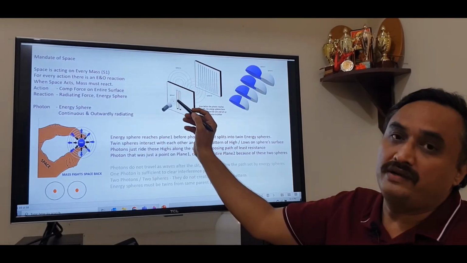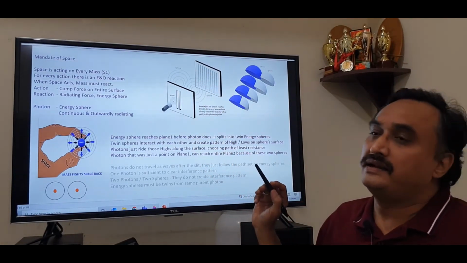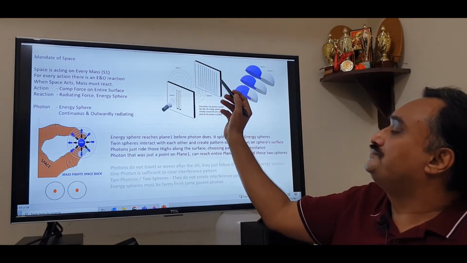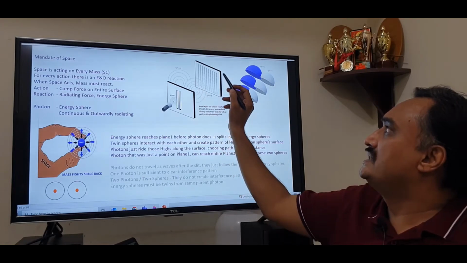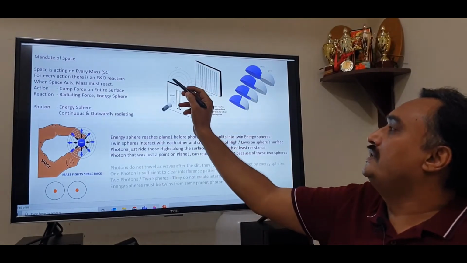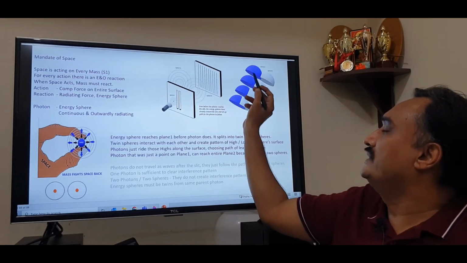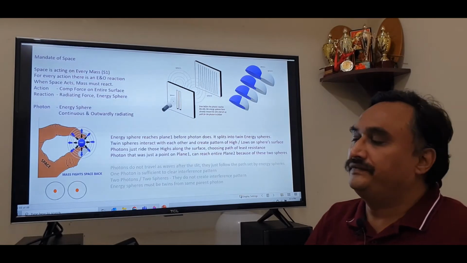A single point photon will be able to reach the entire length and breadth of plane 2. The diameter of these spheres is represented here by the height of the interference pattern, and when you add these two diameters together, you will have the width of the interference pattern.